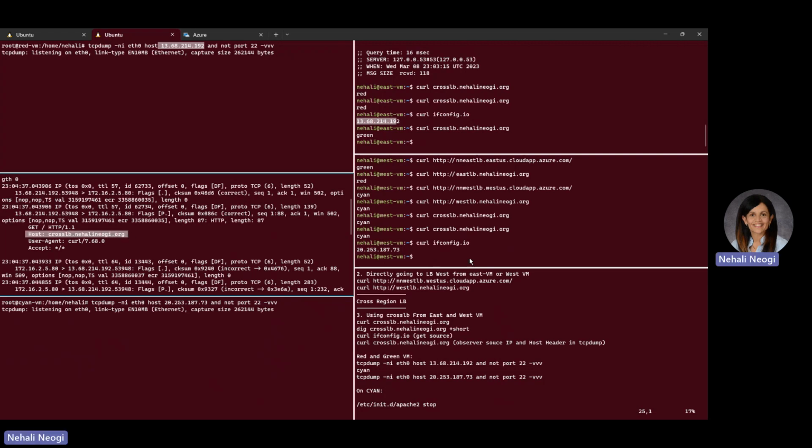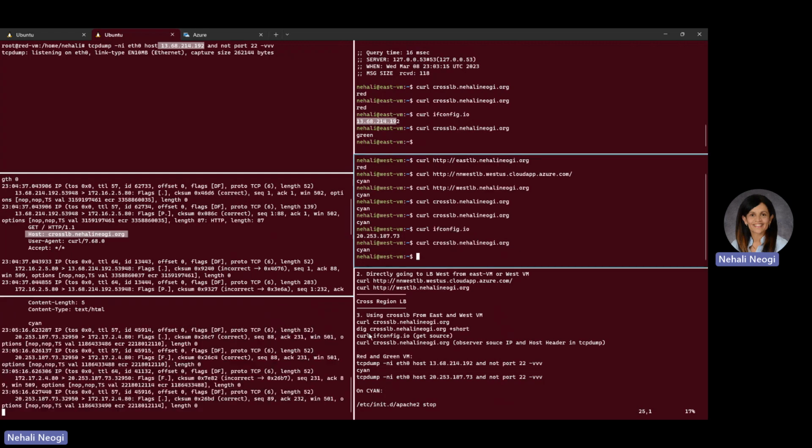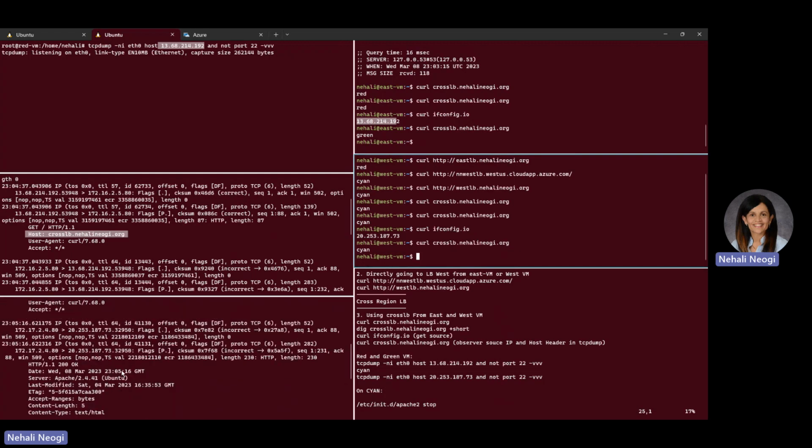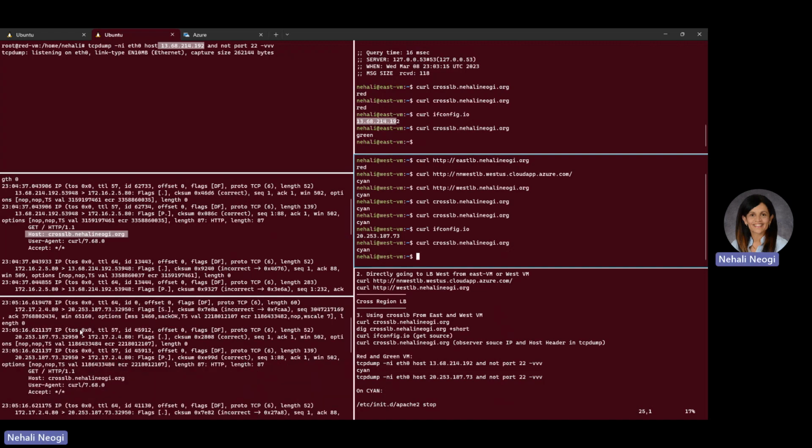All right, and same thing, if we ran the curl command here, we would see the results on cyan. And let's see if the source IP matches. So you could see that the source IP of 20.253.187 matches this source IP. And same thing, you get the host header as well.